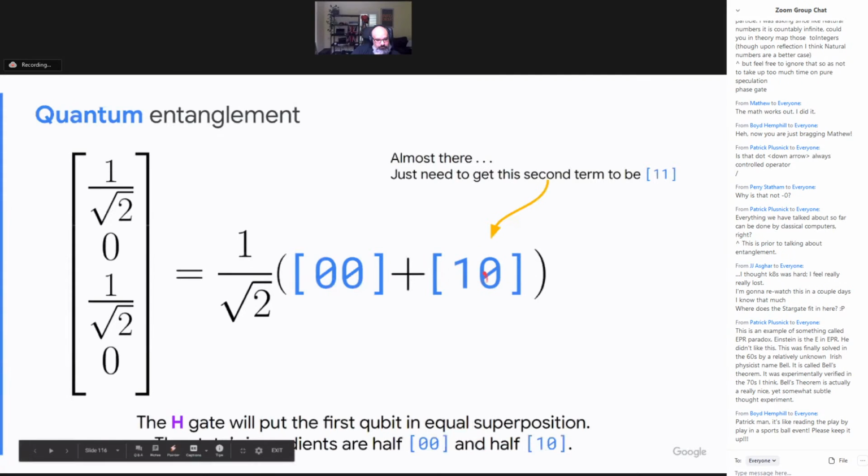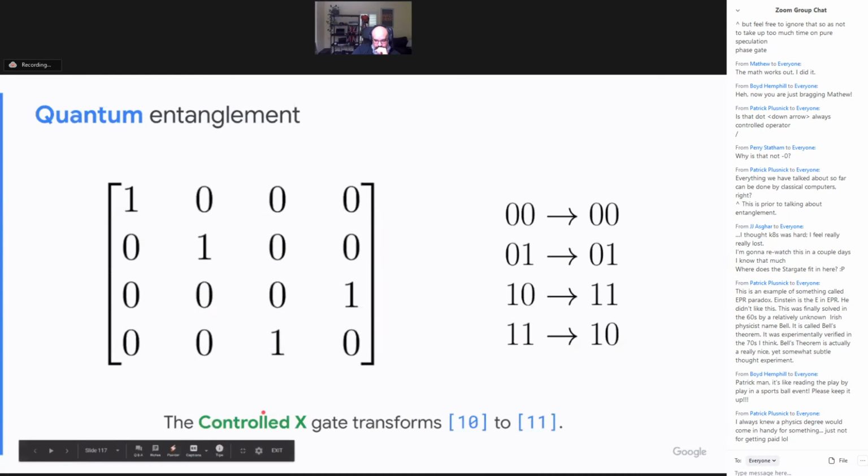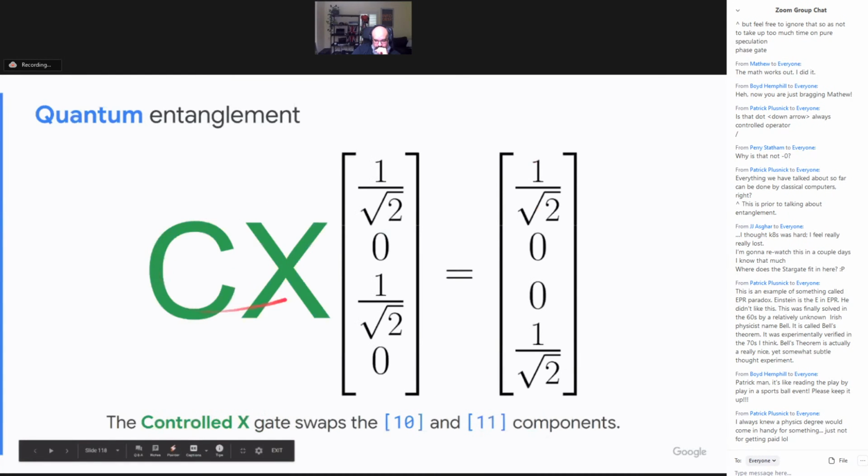What we're trying to do is get this one to be 1,1. So we have an equal split of 0,0 and 1,1. I think we can use this controlled not. When we run the controlled X gate on this state that we got from using the H gate, there we go. It flips 1,0-ness and 1,1-ness and moves us into superposition.